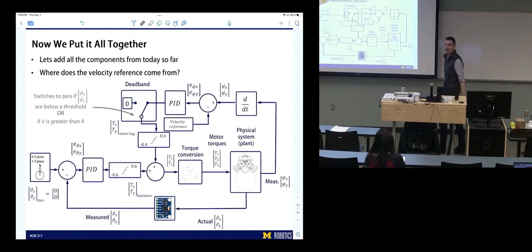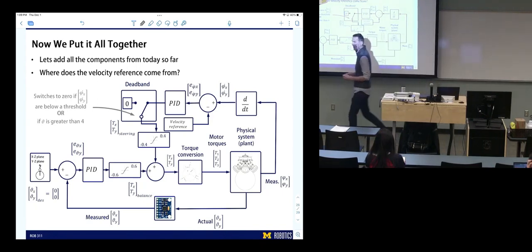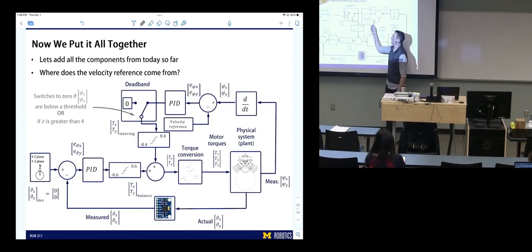Let's add all the components from today together. This is the steering controller. This has been uploaded to Canvas, which we'll talk about in a second. Do you track this control diagram? So what we did here was we added our saturation block from our original controller. That lets this add more effort than the steering controller. And then our steering controller takes a velocity reference, looks at a dead band, either sets that controller effort to zero or allows it to control, centers it at 40%. And that's it. So where does this velocity reference come from?